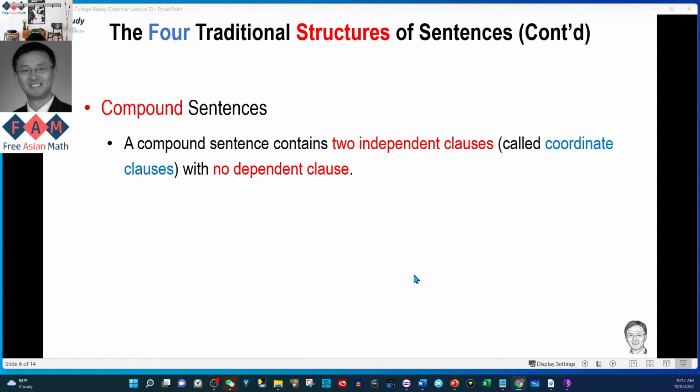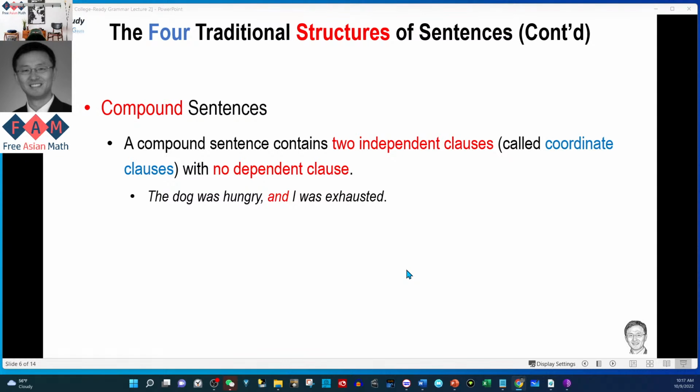Okay, the important thing about a compound sentence is that it does not have any dependent clause, and we will see what that means. So, let's take a look.